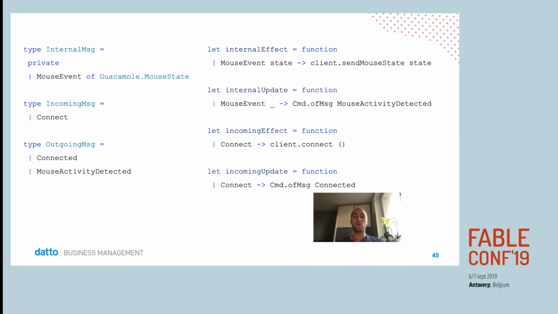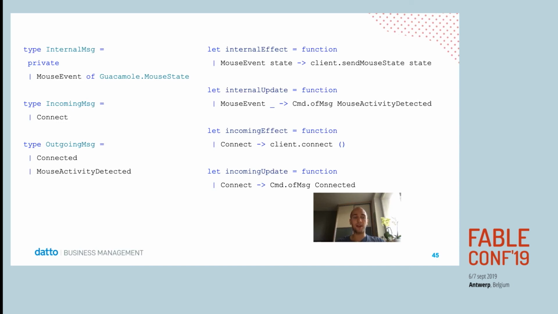And I have 2 corresponding functions for the internal message. One is for the side effect, if you like, so I'll call the client send mouse state over here. And then I have the internal update function, which basically is able to create a message, or a command, from that internal message. And in case of mouse event, I basically want to create the mouse activity detected message.